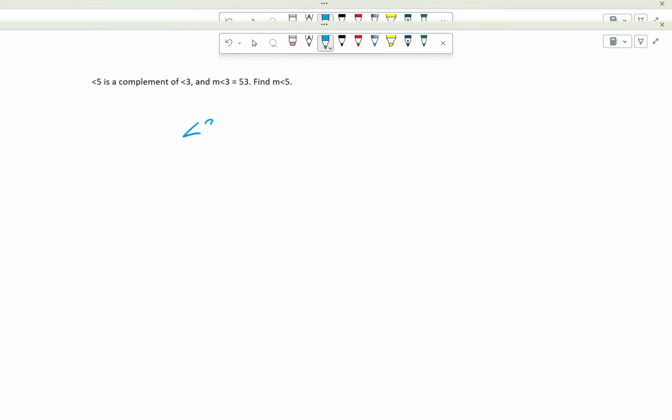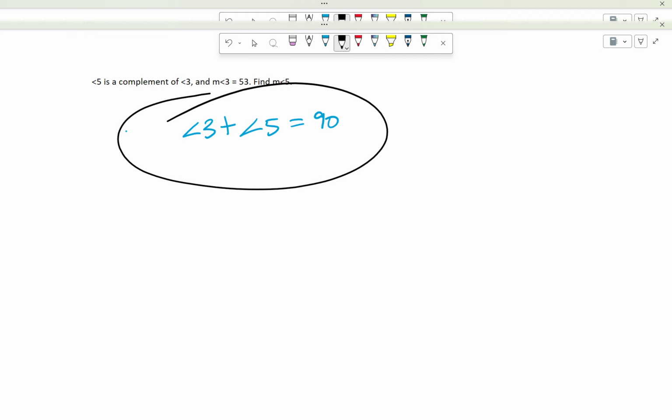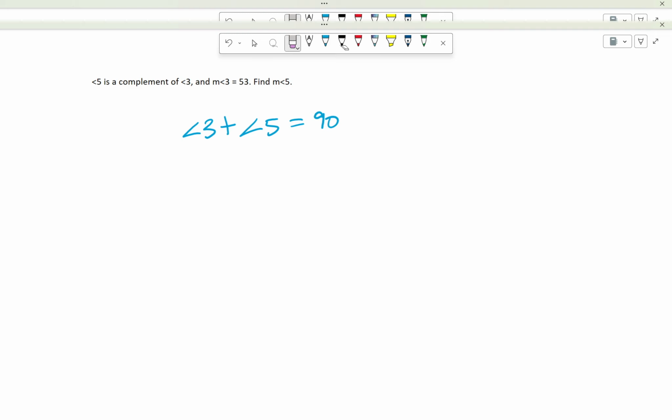We have angle 3 plus angle 5 is equal to what? We're being told 3 is a complement of 5. In other words, 3 and 5 are complementary, meaning that their sum is 90. And then now we can substitute. I have effectively what's similar to being an angle addition statement, but it's just the definition of complementary angles. Okay, that's why I can write that down.